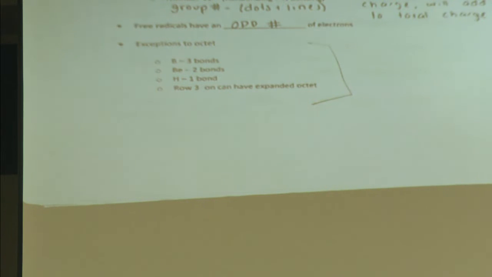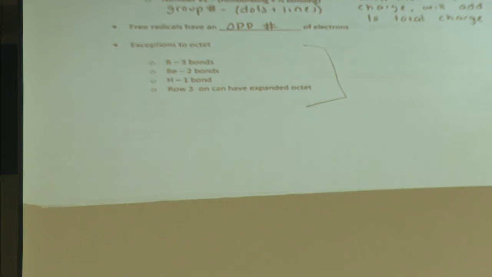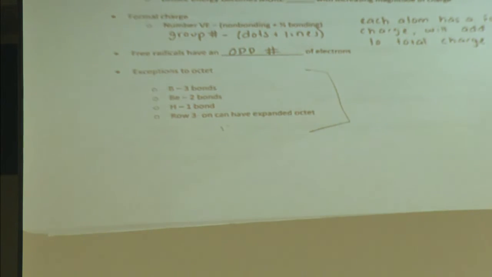The exceptions in octet: boron has 6 electrons and its octet's full. Beryllium is 4 and its octet's full. Hydrogen is 2 and it's full. And then row 3 can have an expanded octet. So anywhere in chemistry, Chem 1A, Chem 1B, where there are exceptions, I would assume that it's important to go back and look at.